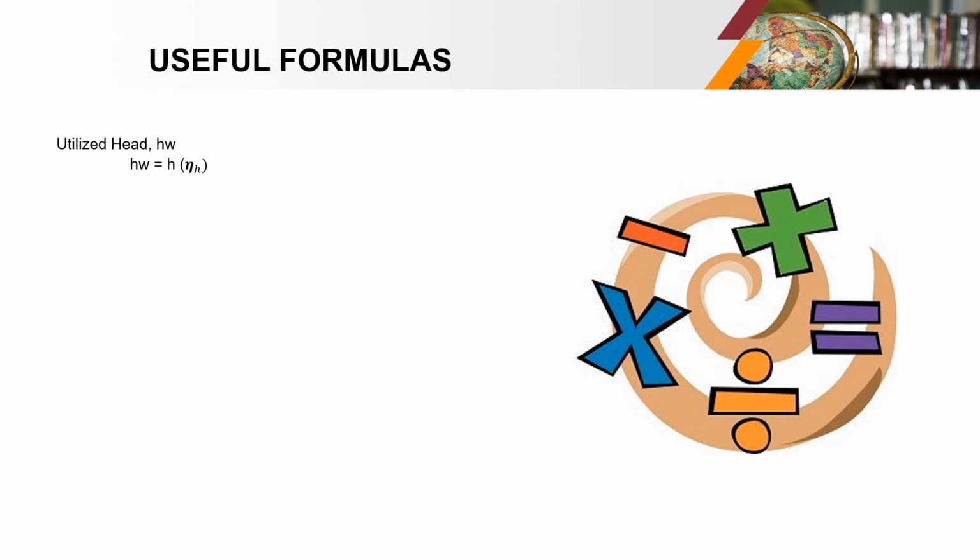Then we have here the utilized head HW. So that is just the hydraulic efficiency of the turbine times the net head. So the hydraulic efficiency is 100% if it is not known or given. The head of the Pelton turbine or the impulse turbine. So sa pag-compute ng head ng Pelton turbine or impulse turbine, we have the P over gamma, the pressure over gamma, plus velocity squared over 2G.